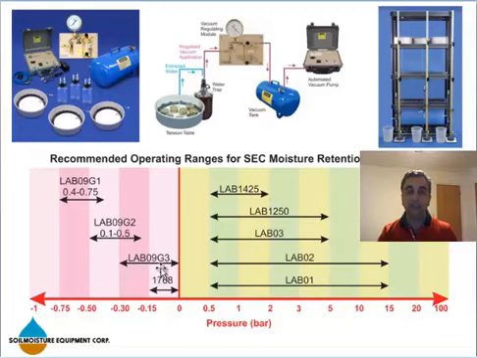We have Lab 9G3, Lab 9G2, Lab 9G1. What is the difference? Lab 9G3 is a sandbox tension. This is a sandbox in Lab 9G3. Lab 9G2 is a half bar ceramic plate, and Lab 9G1 is a 1 bar ceramic plate. And the range of application you can see here.